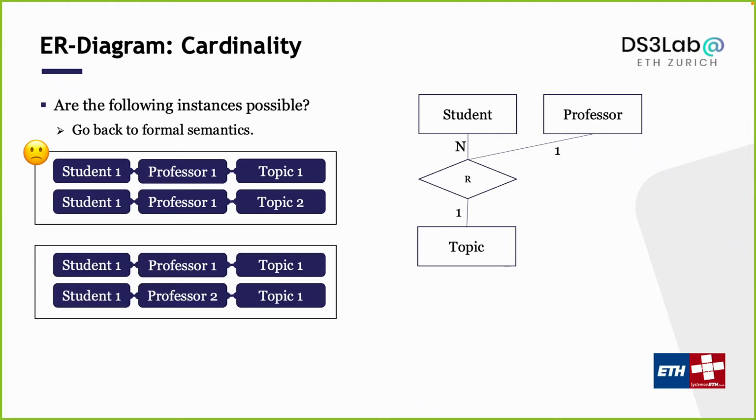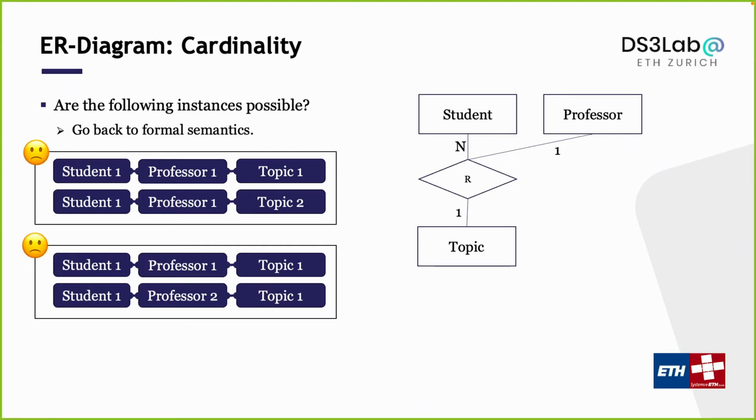Similarly, look at this example: student 1, professor 1, topic 1, and student 1, professor 2, topic 1. Again, go back to the definition and look at every single edge in your ER diagram with label 1. Look at the professor, that's label 1 there. Look at student and topic. In this case, I have student 1, topic 1 appearing twice. That violates the cardinality constraint.